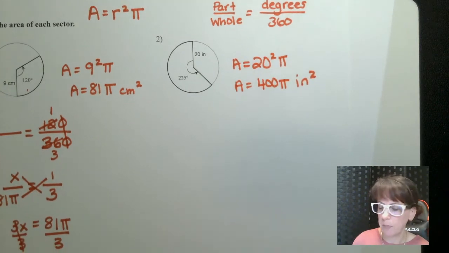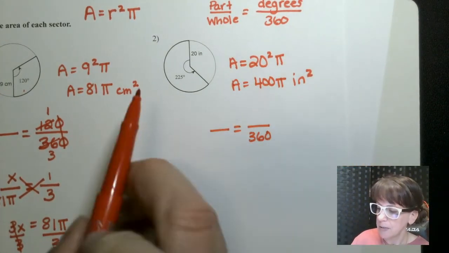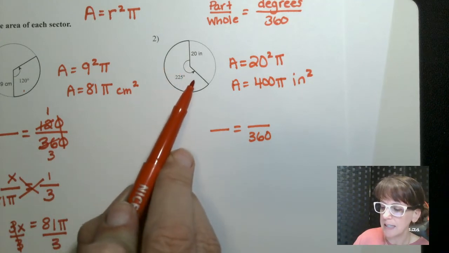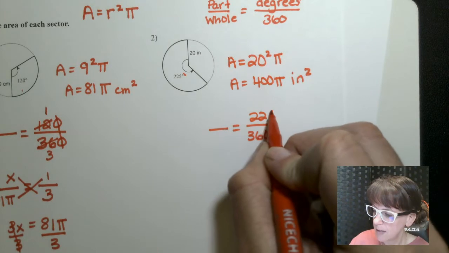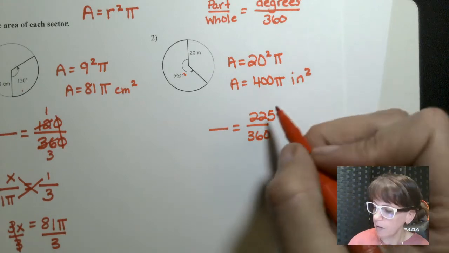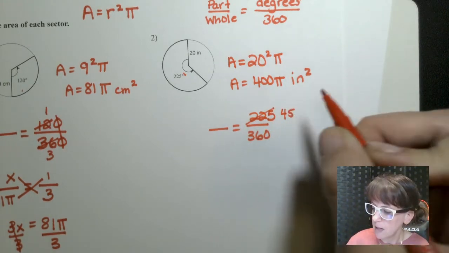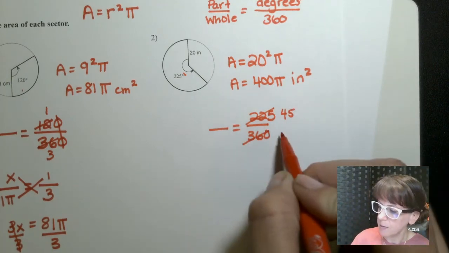Now we're going to do part over whole. So part over whole equals degrees over 360. This time we're doing this area in here where the arrow indicates. So that's 225. Okay, so I can't lob off zeros, but I can divide by 5. So if we do 225 divided by 5, I end up with 45. And if I do 360 divided by 5, I end up with 72.